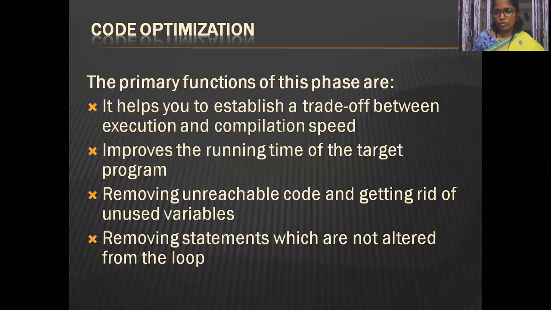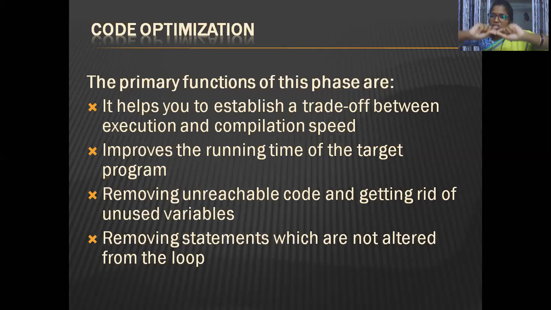So what does it have to do? The primary function of this phase is that it helps you establish a trade-off between execution and compilation speed. Two things: compilation and execution. Compilation is Alt F9, execution is Control F9. Compilation means converting the file into executable code, whereas for execution, after conversion, the file is loaded into memory, and after getting all the resources required, it goes for execution.